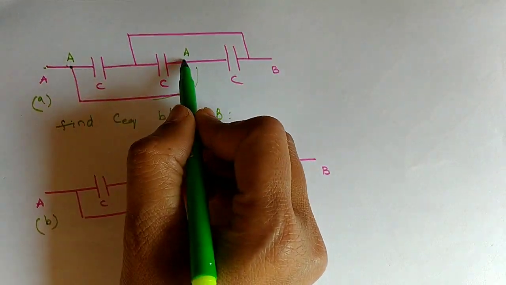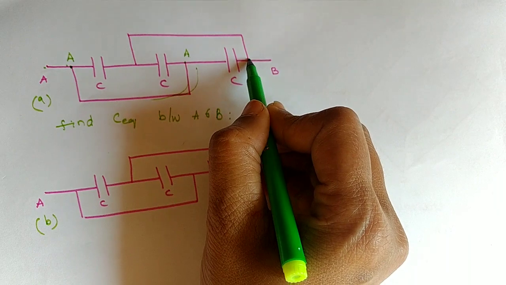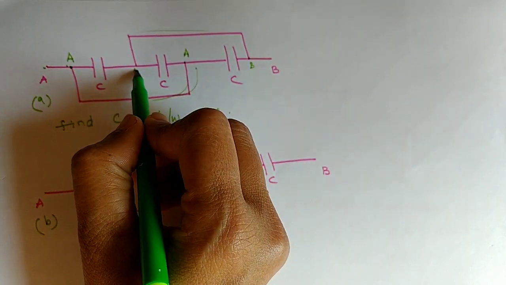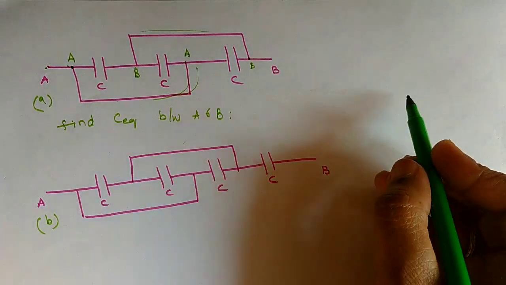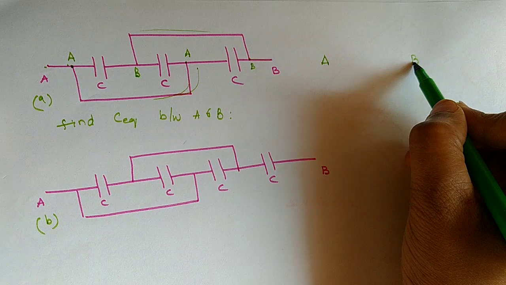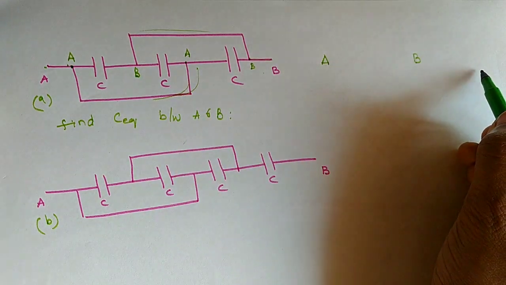That means VA is equal to VA. Similarly, if this end is B, continue, we will call this terminal also as B. And now since I need equivalent capacitance between A and B, I will redraw the circuit. Keep A on one side, B on the other side.